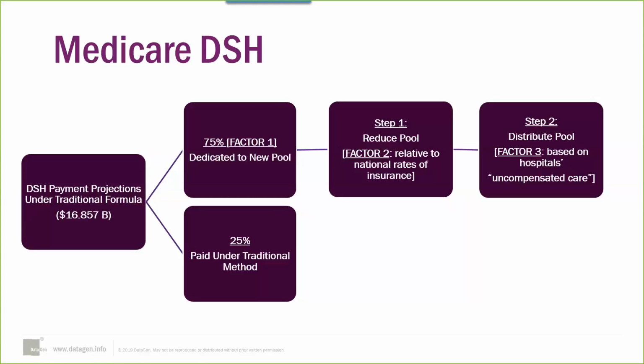Now, since 2014, this has been split up so that the traditional DISH method is reduced to 25% of what it was, and 75% of this pool goes towards the uncompensated care pool, which is then reduced depending on the national insured rates, and then distributed to hospitals based on, in the past, Medicaid and Medicare distributions. CMS has been moving towards, and is looking to finalize their movement toward, using the uncompensated care ratios that each hospital has based on Worksheet S10.